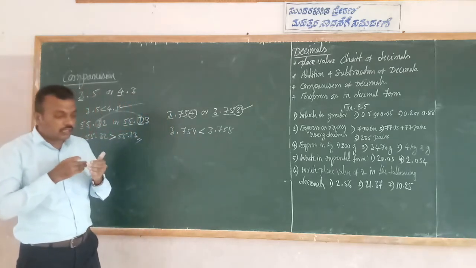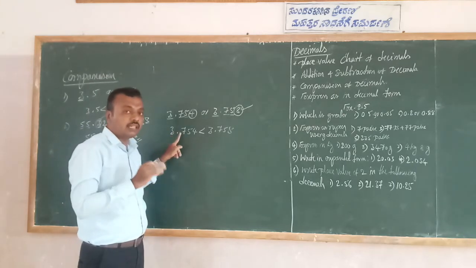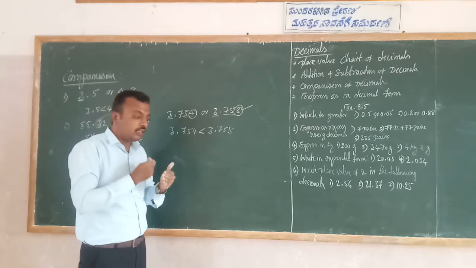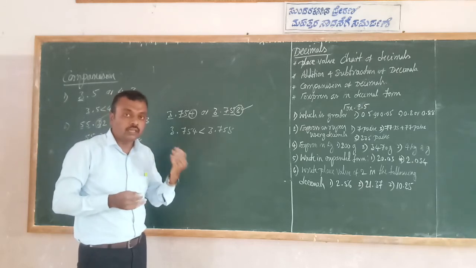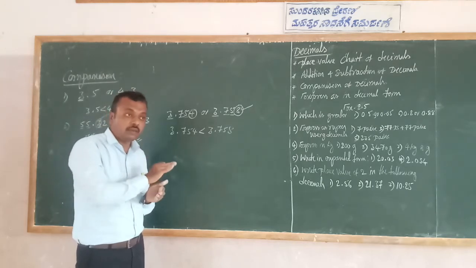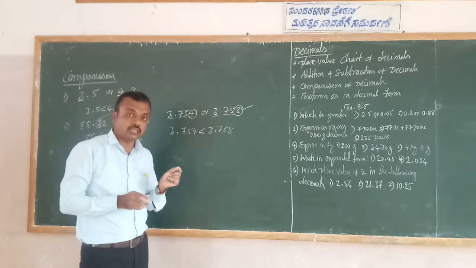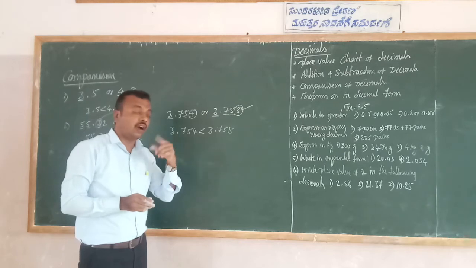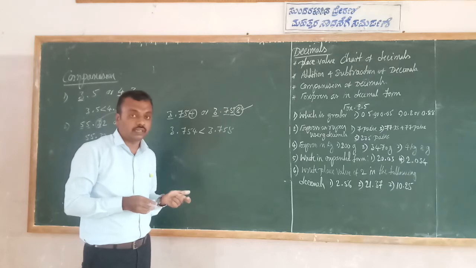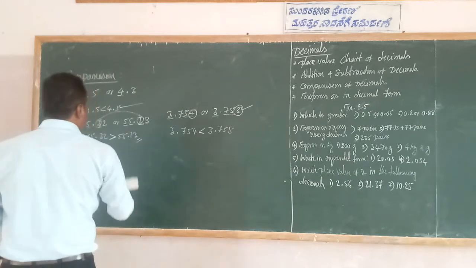So if the ones place is same, 10th place is same, 100th place is same, you have to go to the next places. When the places are same, we have to go to the next places. In those places you have to compare. If in that place also the digit is the same, you have to go to the next places. Then you have to find which is the smaller digit and which is the greater digit. After that, which is the greater decimal and which is the smaller decimal, we can easily find. Okay? Yes.